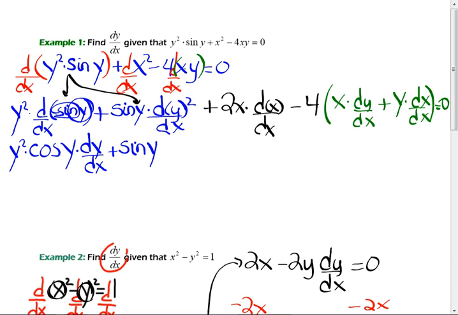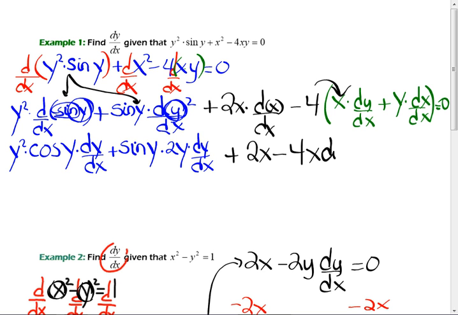What's the derivative of y squared? It's 2y times the derivative of the inside function, dy dx. Now it's good. Plus what? 2x. And then we could distribute the 4. So it's minus 4x dy dx. And then we can distribute the 4 here. It's minus 4y. But what's dx dx? 1.